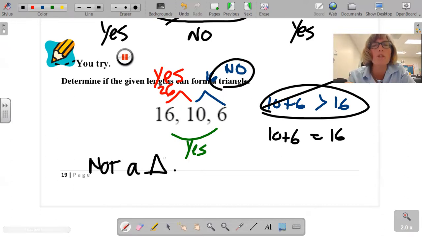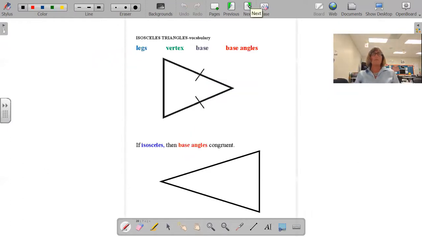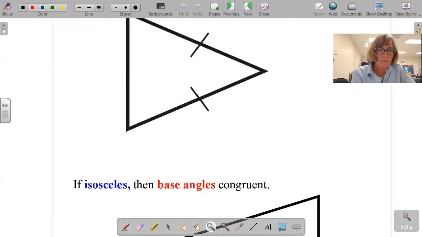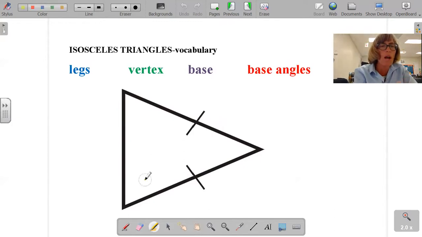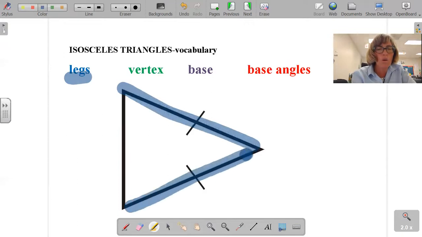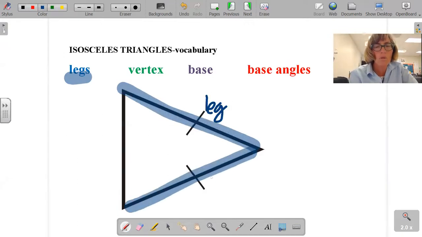Now we're going to combine these two things together. I'm going to introduce to you one of our master triangles, meaning a triangle that gives you a lot of information. That's an isosceles triangle. There's some vocabulary you need to be familiar with. In an isosceles triangle, the two sides that are equal are called the legs.